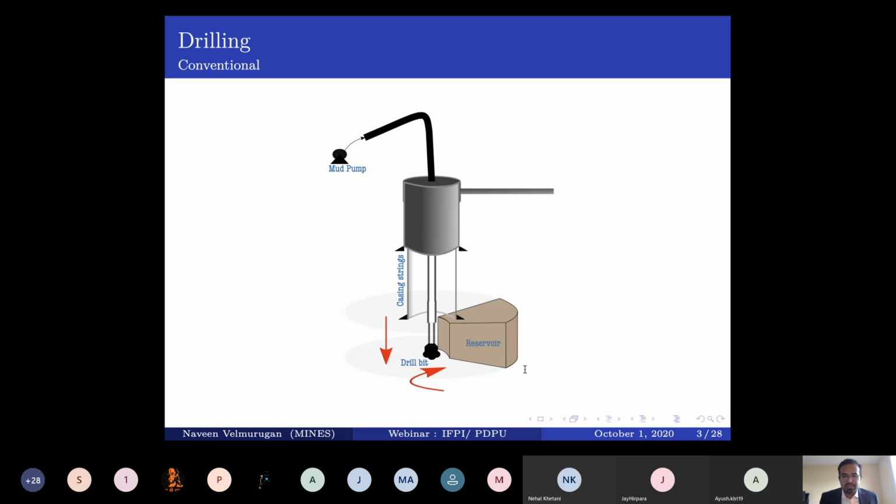In conventional drilling, you start drilling, and then you go and case a particular section of the wellbore, and then you drill ahead, and then you always have a particular section of the formation that is always open and can communicate with the reservoir, communicate with the wellbore, right?